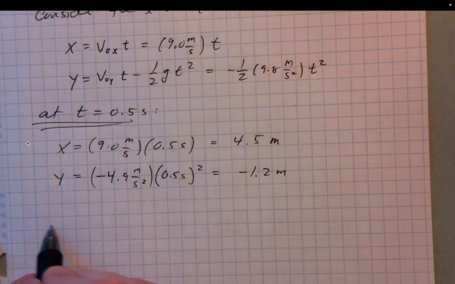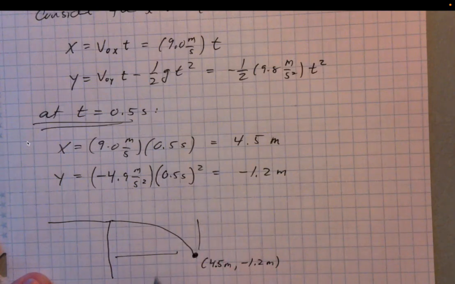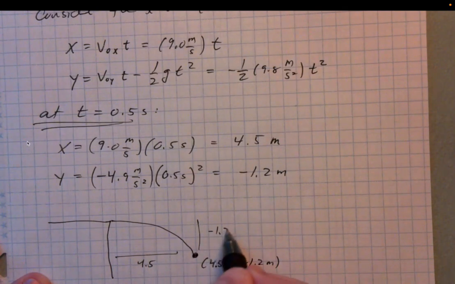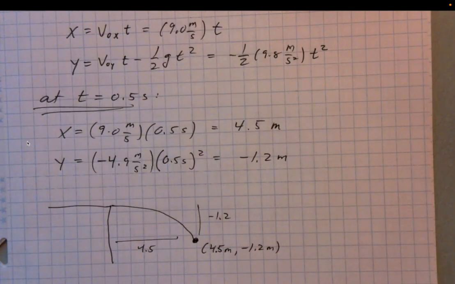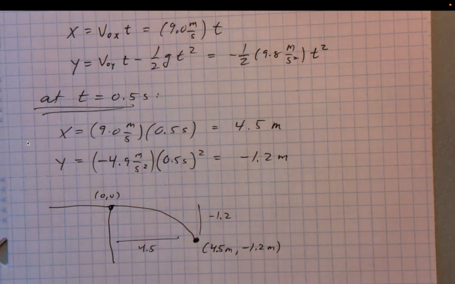Okay, and so the car has traveled to a position that is 4.5 meters in the x direction and negative 1.2 meters in the y direction. Right, so this would be 4.5 and this would be negative 1.2. So that's where the car is relative to the origin point here, 0, 0, at 1/2 of a second into its launch.